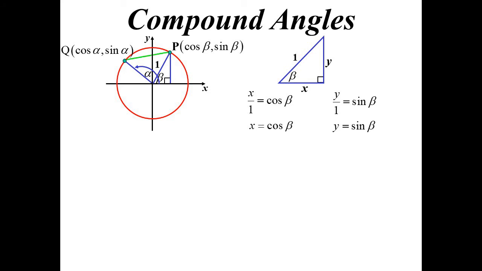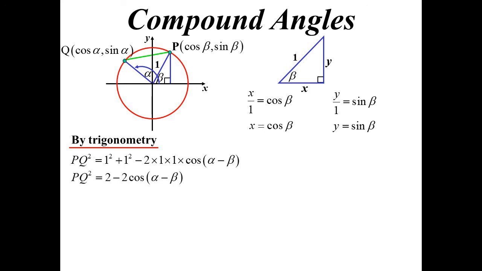I want to find the distance between these 2 points. So I could do it using trig, cosine rule. So PQ squared will be 1 squared plus 1 squared minus 2 times 1 times 1 cosine of alpha minus beta. That would be the angle in that triangle there. And playing around with that, 2 minus 2 cos alpha minus beta.